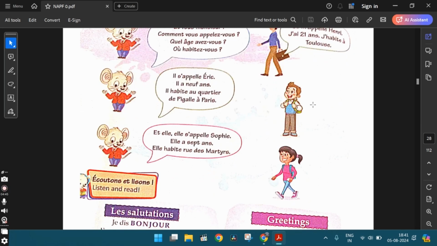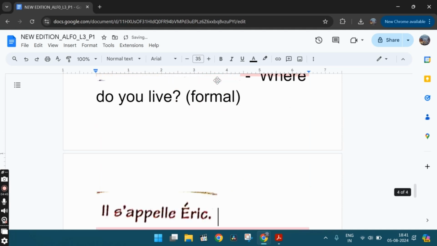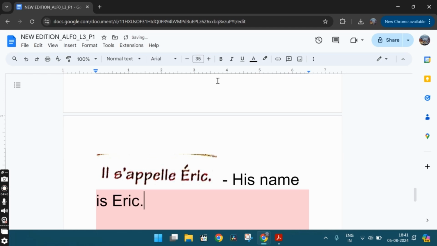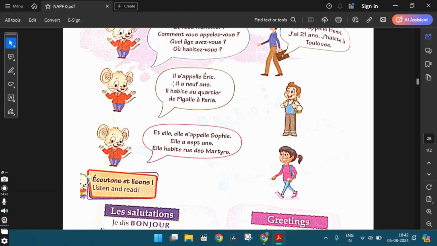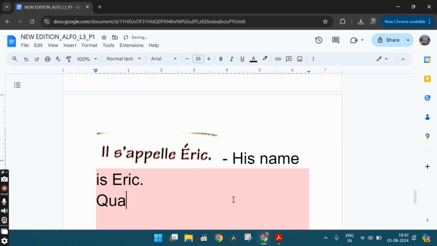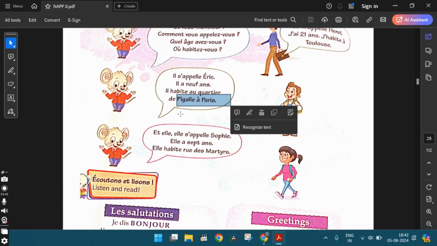Then Didu talks about a boy. So he says, il s'appelle Eric. So when you say je m'appelle, it means my name is. But when you say il s'appelle Eric, it means his name is Eric. So il s'appelle is his name is. Then il a 9 ans. He is 9 years old. Il habite au quartier de Pigalle à Paris. He lives in a neighborhood by name Pigalle, which is in Paris. So the word quartier also means neighborhood, or you can say area or locality. So he lives in this neighborhood.